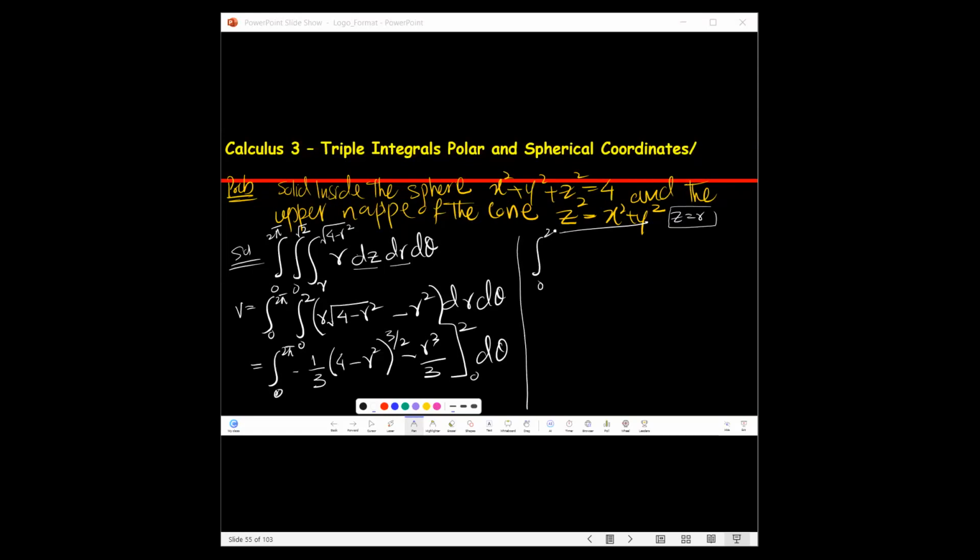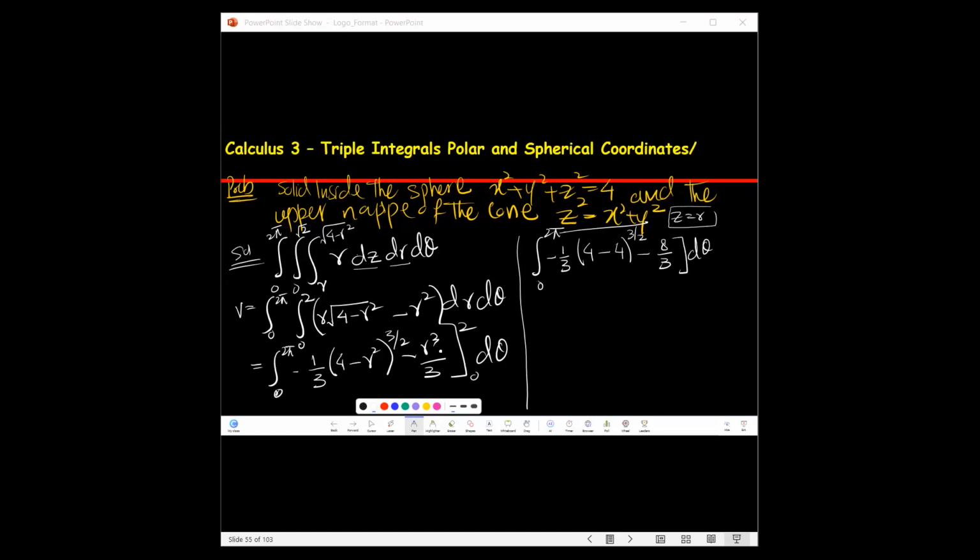Here, 0 to 2 pi. Let's substitute the limit. Minus 1 over 3, 4 minus 2 to the power square. So it's going to be 4 and 3 by 2, minus 2 to the power 3 is 8 over 3 d theta.